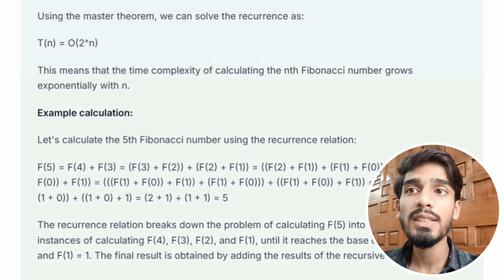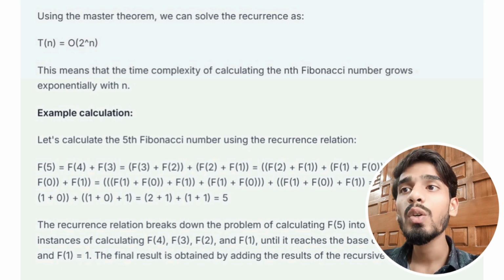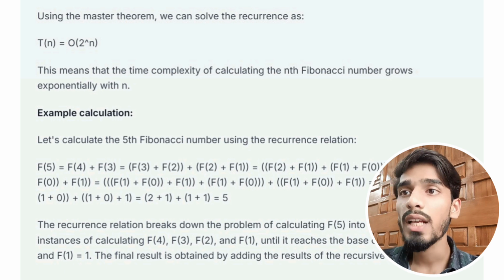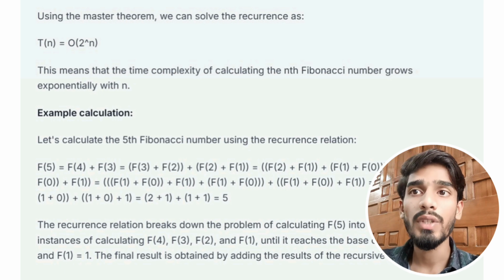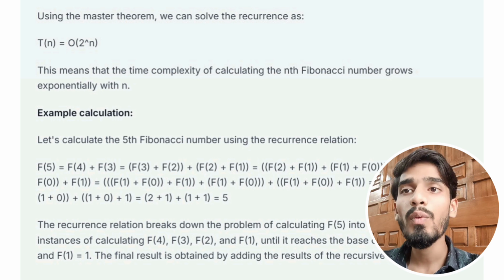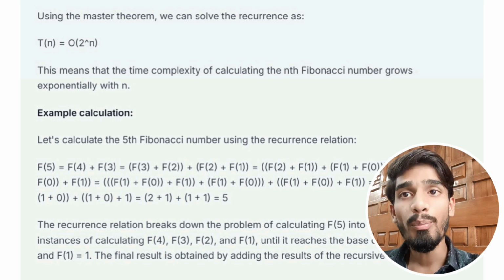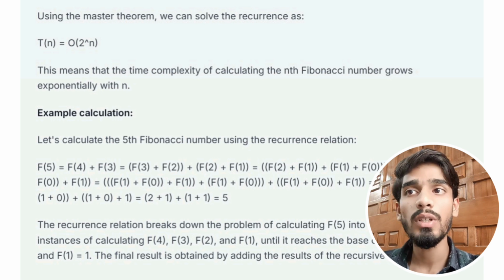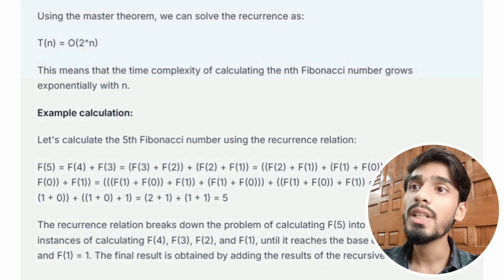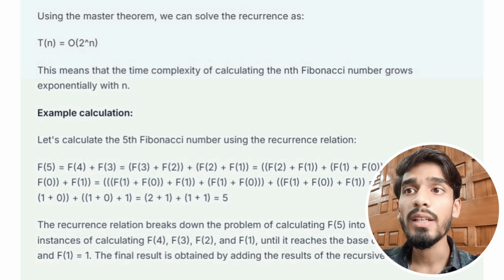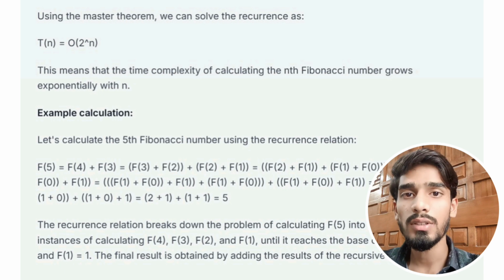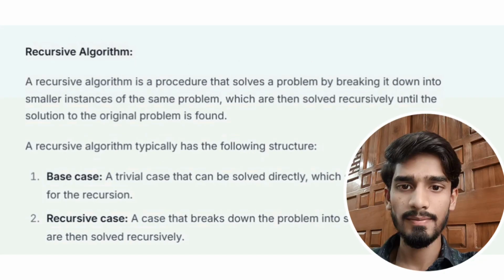The recurrence relation breaks down the problem of calculating F(5) into smaller instances of calculating F(4), F(3), F(2) and F(1) until it reaches the base case of F(0) equal to 0 and F(1) equal to 1. The final result is obtained by adding the results of the recursive calls.